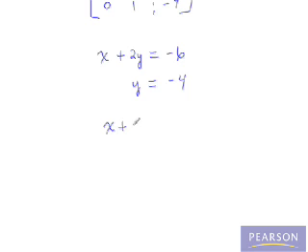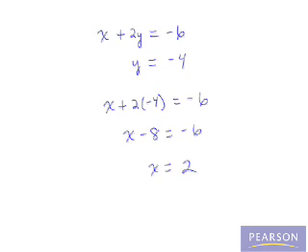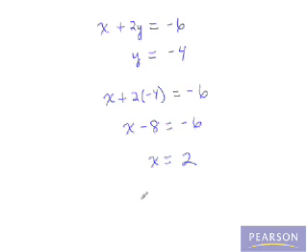So x plus 2y, 2 times negative 4, is equal to negative 6. 2 times negative 4 is negative 8, so we have x minus 8 is equal to negative 6. And now we will add 8 to both sides, giving us x equals positive 2. So the solution to this system of equations using the row echelon method would be 2, negative 4. Final answer, 2, negative 4.